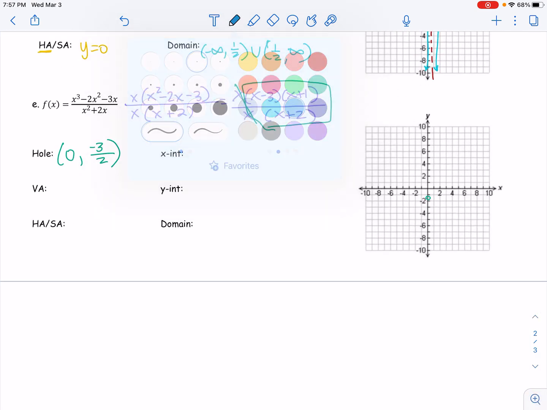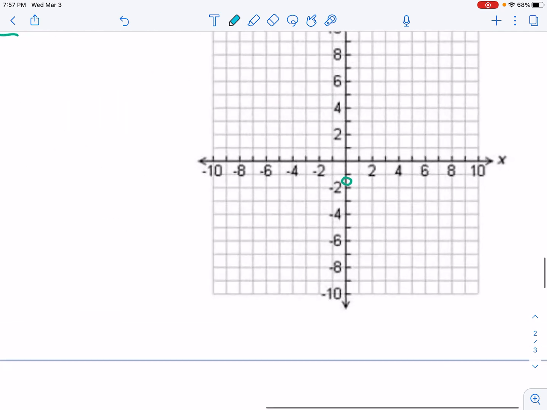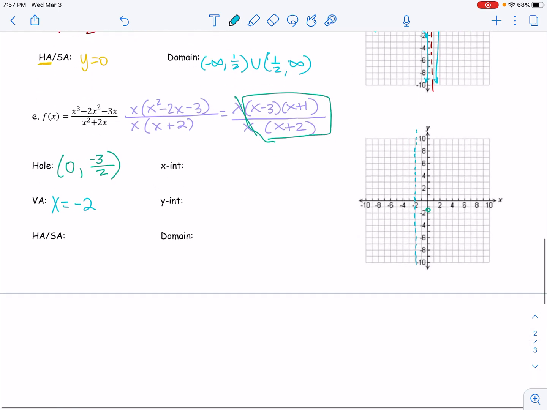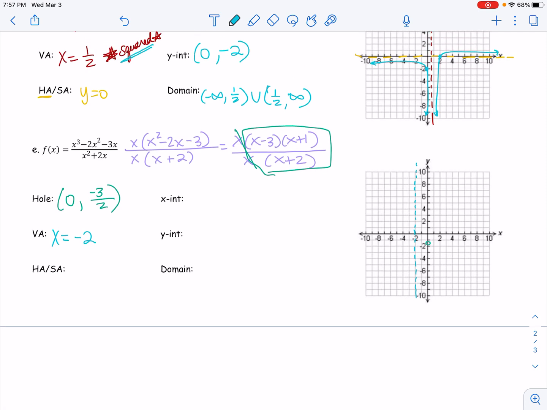Vertical asymptote. Let's go with this color. Vertical asymptote, set my denominator equal to 0. So that means I have a vertical asymptote at x equals negative 2. So here's my vertical asymptote. All right. Do I have a horizontal or a slant asymptote? Well, this is top heavy and it's exactly 1 degree higher at the top than it is at the bottom. So I do have a slant asymptote.